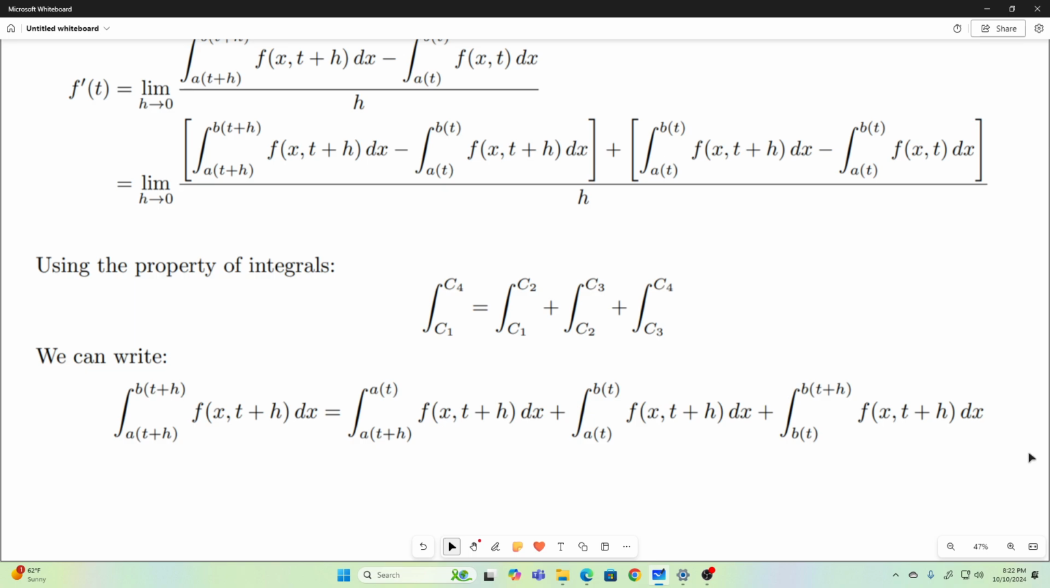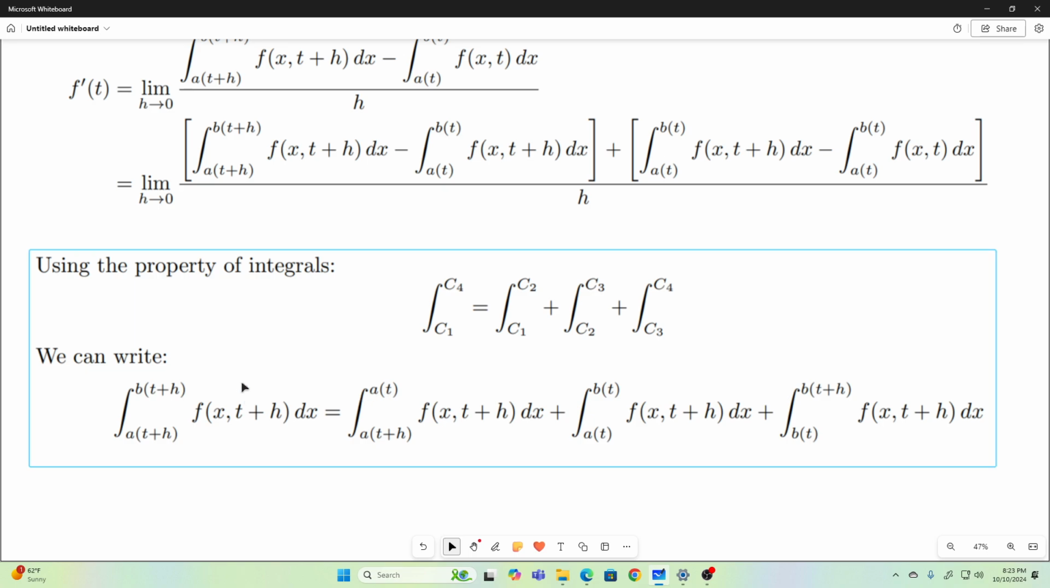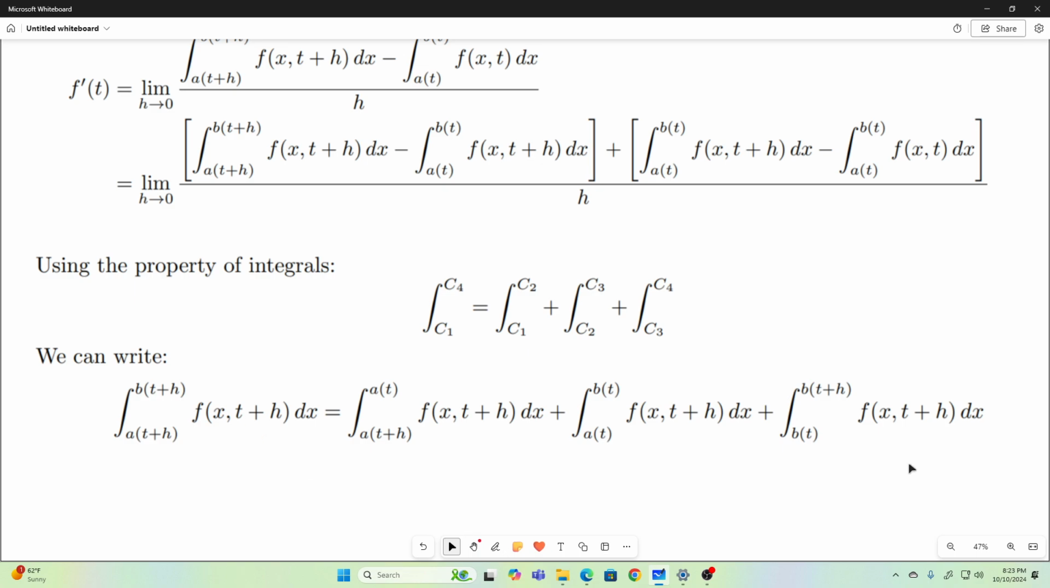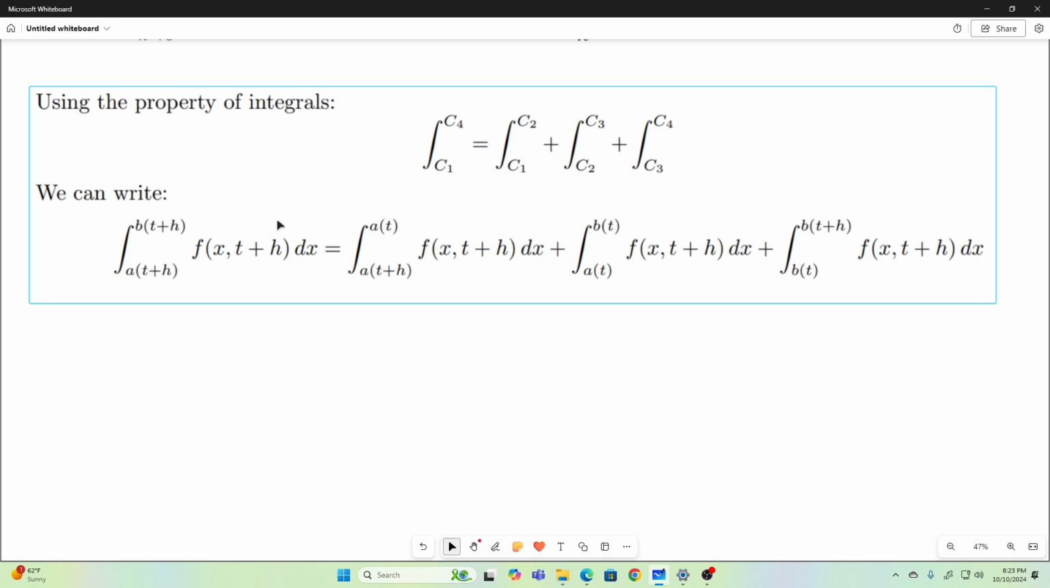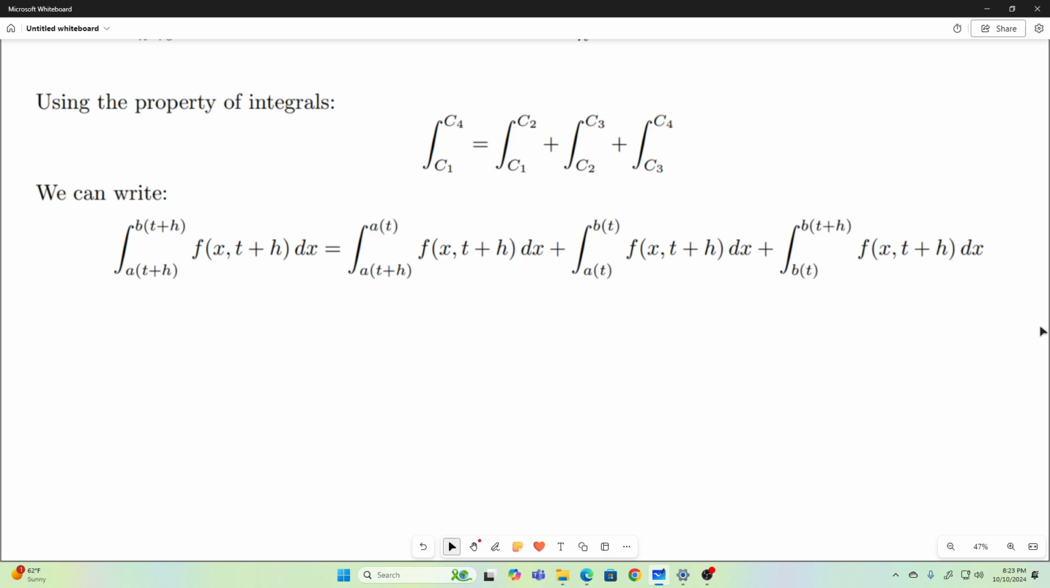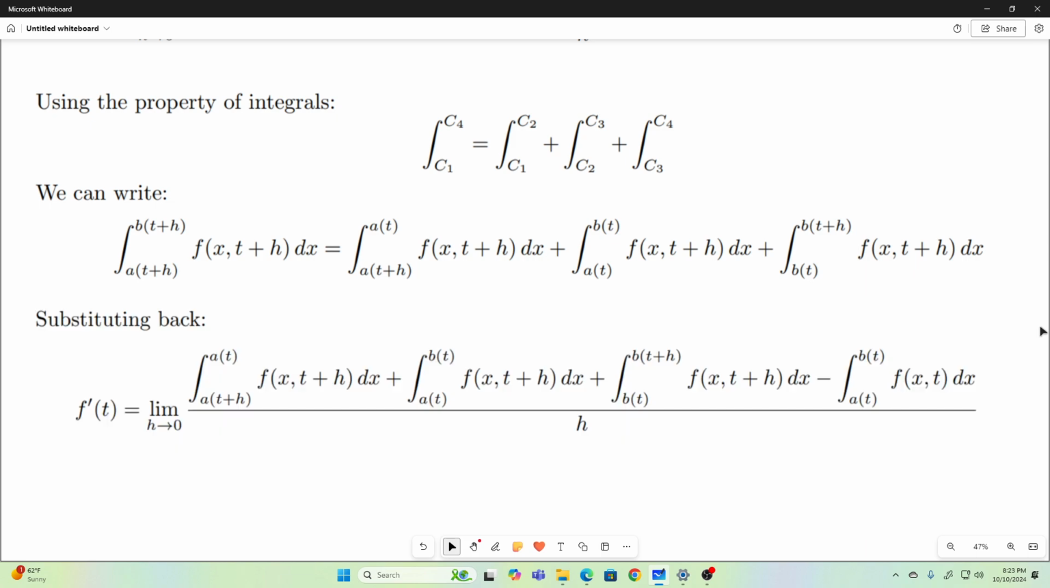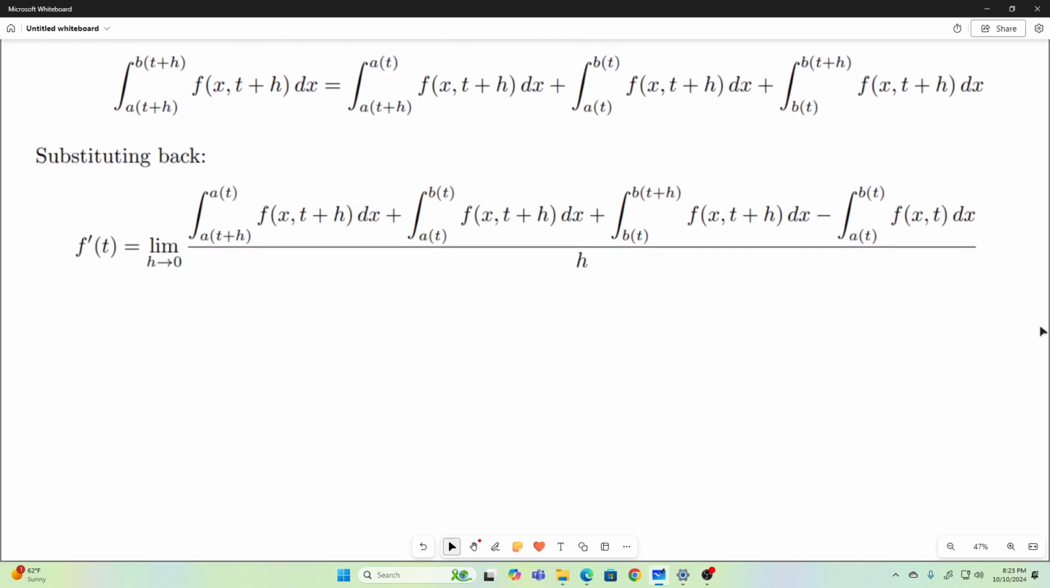So that means we can replace this part right here with this. And that's what we're going to do. So where we see this, we will replace it with this. And if we do that, we end up with this after some nice cancellations. So now we've just reduced our f prime of t to this thing right here.